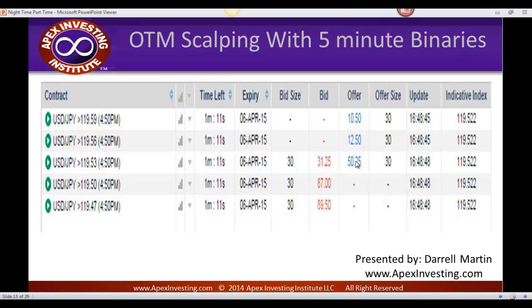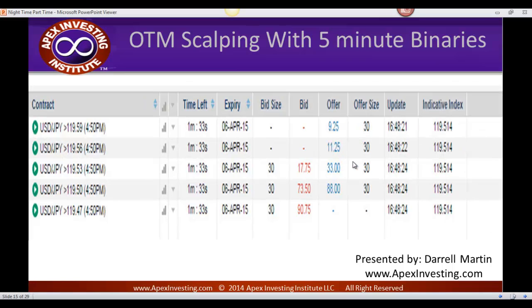Did we get a 100-point move there? Did we get a 10-point move? A 5-point move? No, we only got a couple ticks, right? And you see what it did to the pricing. So that's all we're looking for with these 5-minute binaries. Okay? Look here. Remember the 0.53, 0.50. It's only 3 ticks apart. Look at the difference in the prices, 33 and 88, 17 and 73. And that's just with 3 ticks.